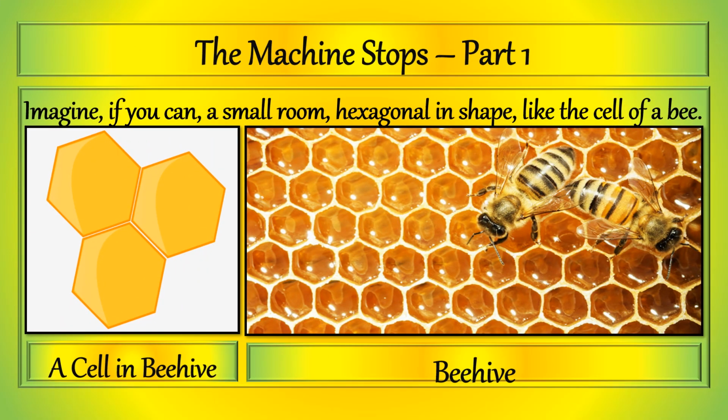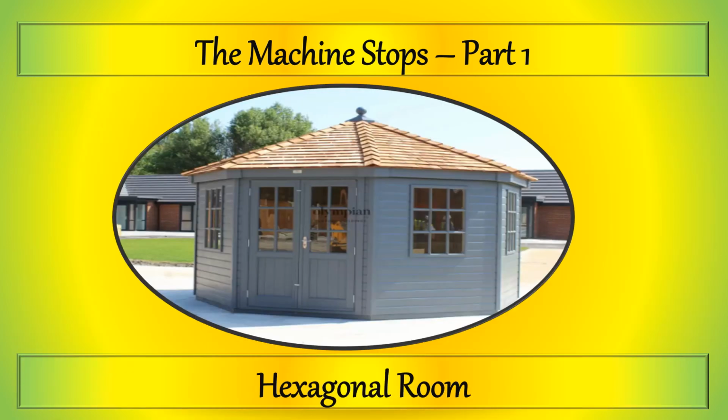Dear students, we are going to start the explanation of this lesson sentence by sentence. The first sentence is, imagine, if you can, a small room, hexagonal in shape, like the cell of a bee. It means think about a small room, which is hexagonal in shape, like the cell of a bee in a beehive. Here, the word hexagonal means having 6 equal sides. You can see a beehive in the picture. It has many hexagonal cells. And this is the picture of a hexagonal room.